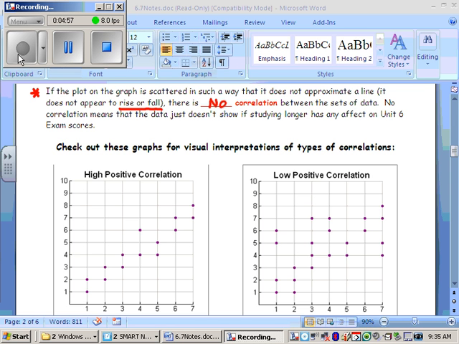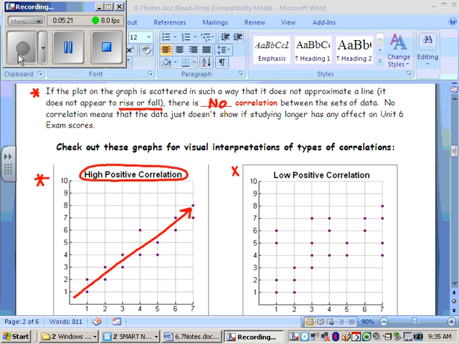Now below on these graphs, it says check out these graphs for visual interpretations of different types of correlations. So if you look at the graph or scatter plot on the left, you will see these points are going in an upward direction from left to right. And notice the points are fairly close together. This is said to have a high positive correlation.